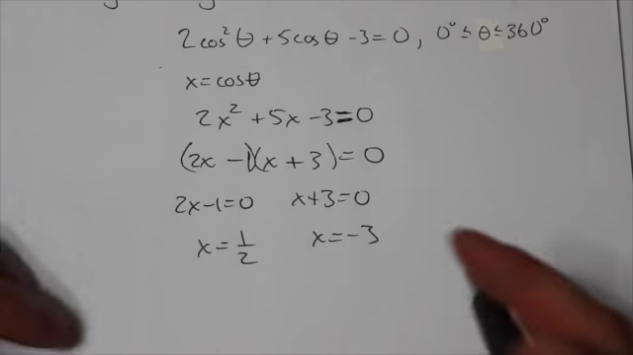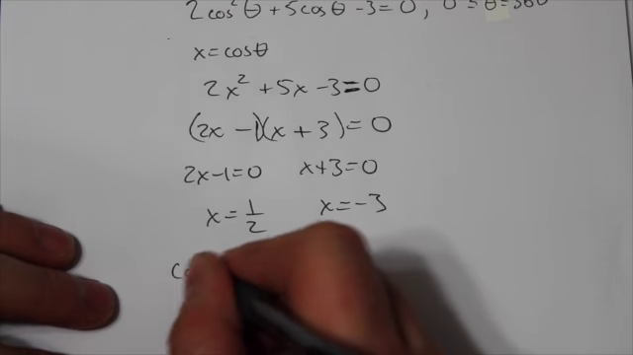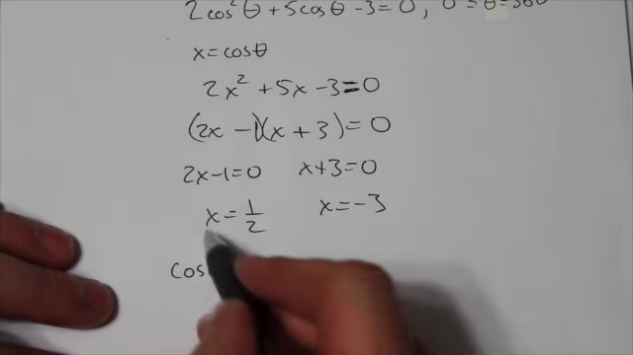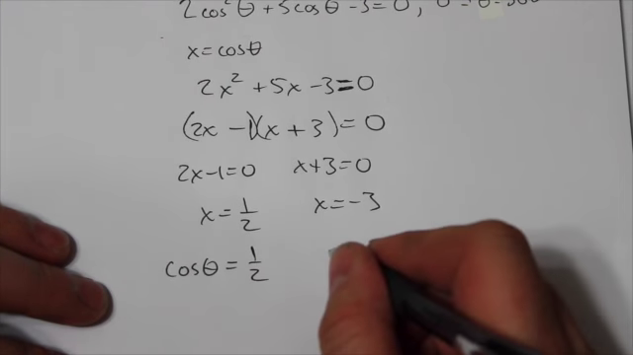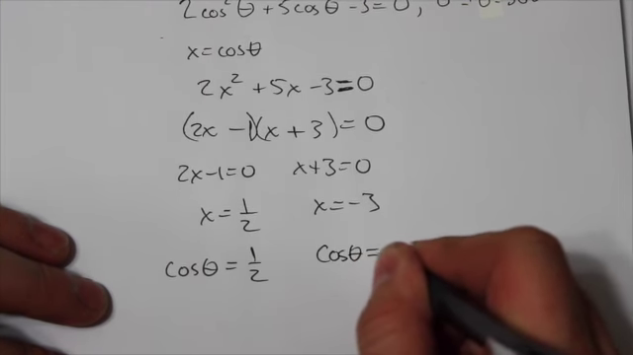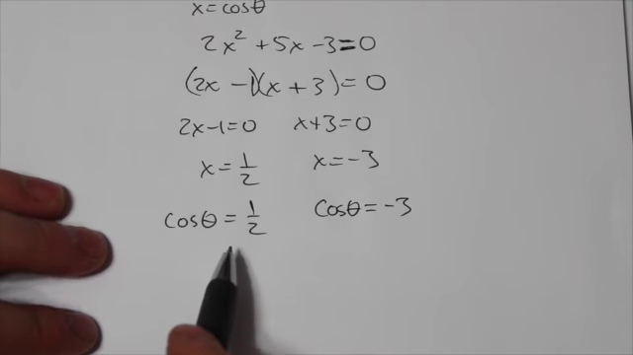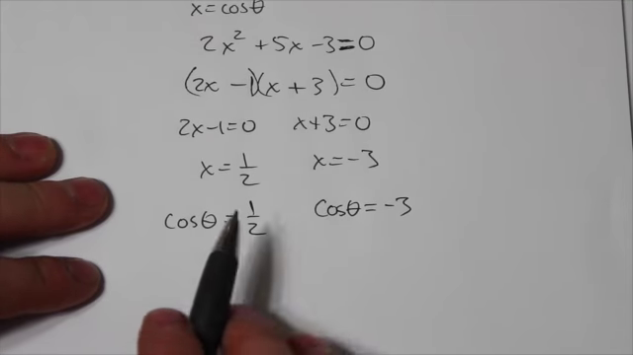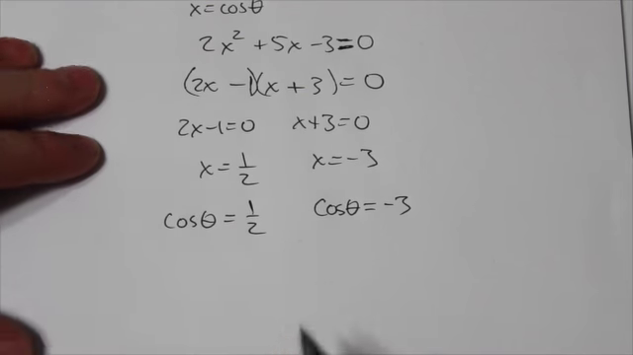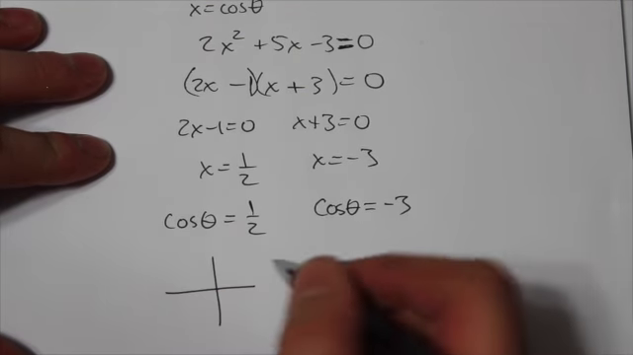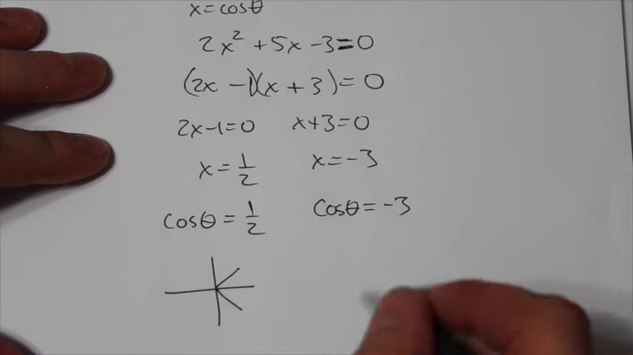Okay, now we've got to flip back to the trigonometry. That's easy enough to do because x was simply the cosine of theta. So cosine of theta is equal to 1/2. Cosine of theta is equal to negative 3. Now cosine is equal to 1/2. Cosine is positive. That occurs in quadrants 1 and 4.